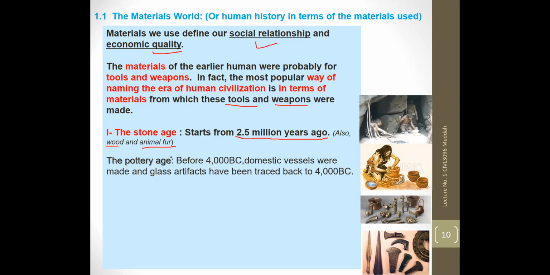Then comes after the Stone Age. So now we understand that it is called the Stone Age because humans at that time were mainly using stone for different purposes of life. Then comes the Pottery Age, and this is dating back to something like 4000 BC. Humans at that time had learned to make some pottery, like you can see here in this picture, for mostly domestic purposes, domestic vessels. This is the main purpose of using the pottery.